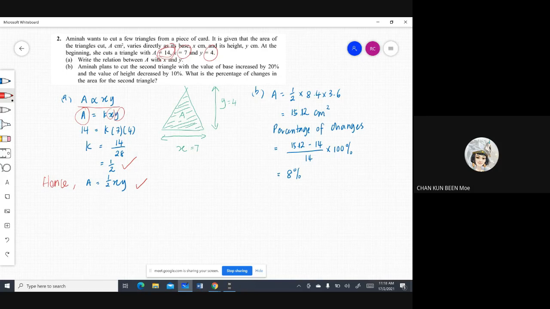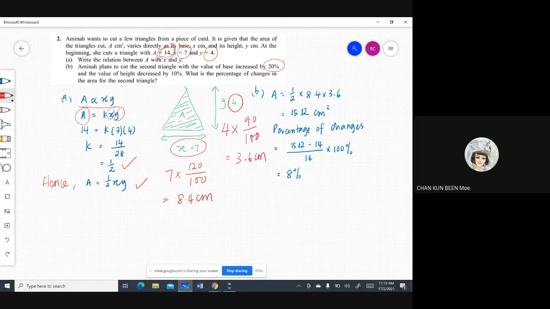For B, Amina plans to cut the second triangle with the value of base increased by 20%. So this base over here, if it increased 20%, you have to calculate how much the base is. So 7, you multiply by 120 over 100. You will get 8.4 centimeter for the length of the base. And the value of the height decreased by 10%, so you also calculate 90%. Then you will get 3.6 centimeter for the height.